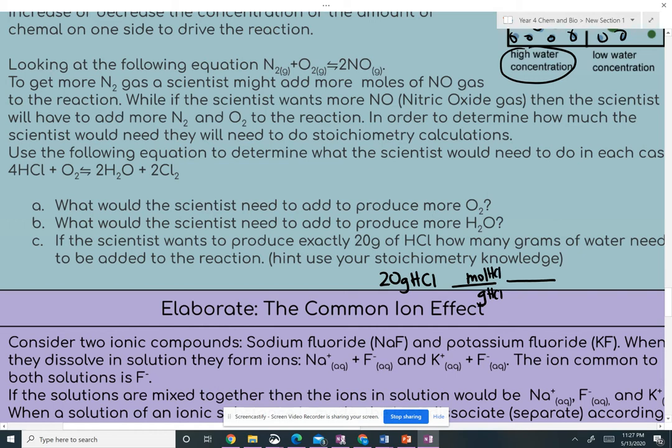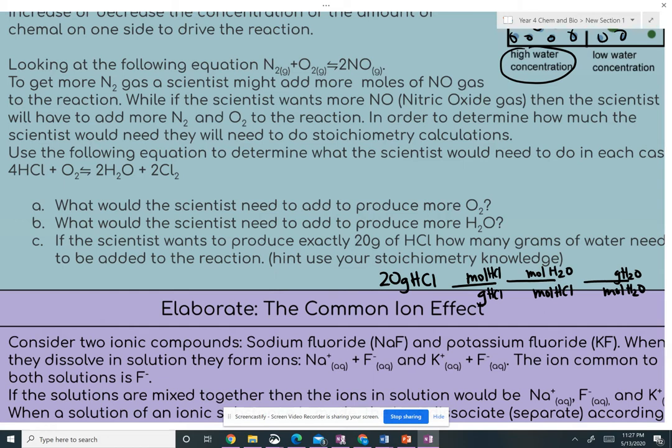Then I'm going to use my mole ratio and figure out how my moles of HCl is related to my moles of H2O. And then I bring it back down to grams of H2O from moles of H2O. That's the kind of problem that you guys would have to set up, so just make sure that you show your work.